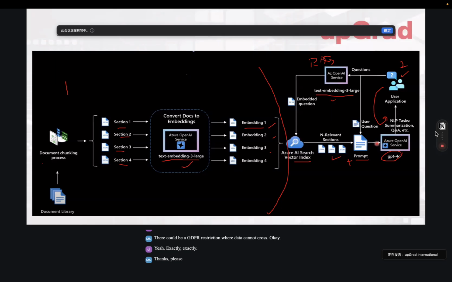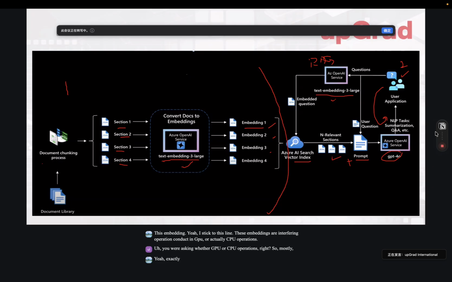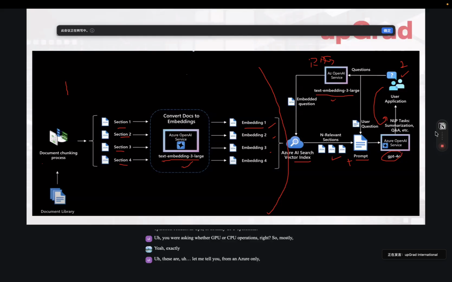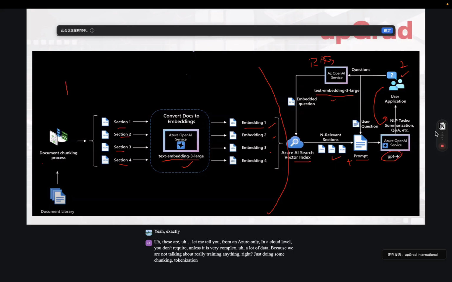Yeah. So others, are we good so far, before we go to the last step? Yeah, please go ahead. On these embeddings, is the inferencing operation conducted on GPU or actually CPU operations? You are asking whether GPU or CPU operations, right? From an Azure point of view, at a cloud level, you don't require a GPU unless it is very complex with a lot of data. We are not talking about really training anything, right? Just doing some chunking, tokenization, and converting into embeddings.